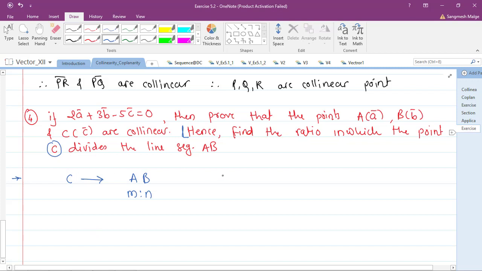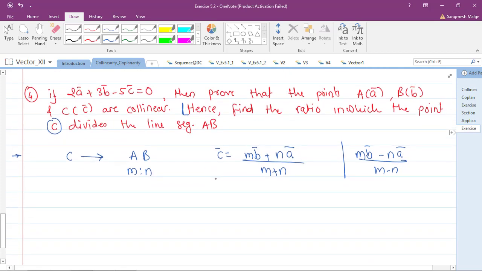Means C bar is equal to either (mB bar plus nA bar) upon (m plus n), or (mB bar minus nA bar) upon (m minus n). Let's see which form we will get. But for sure, since C is dividing the segment AB, one of these two is definitely going to come. So now, where will you get it from?